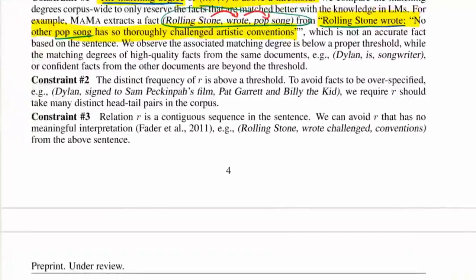Constraint number 2 is that the frequency of R is above a threshold. So the relation itself shouldn't be too specific. It actually should appear a bunch of times in the corpus. So what you do is, you go through the corpus once, extract all the facts.